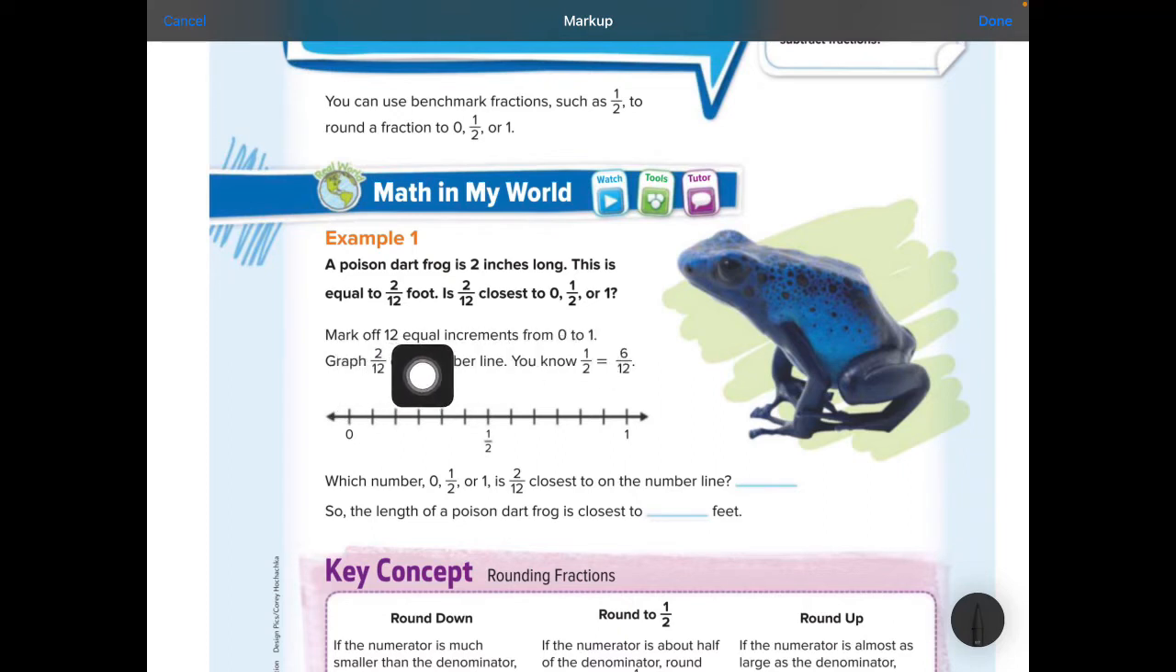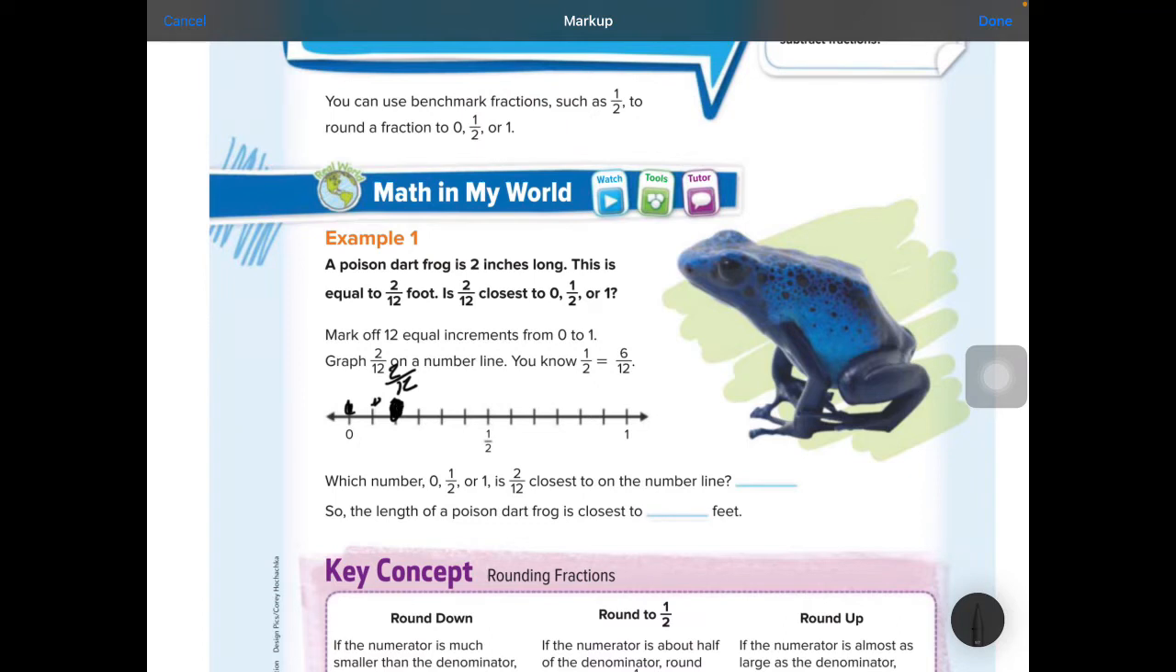Mark off 12 equal increments from 0 to 1, which is what they've done for us already. Then we're going to graph 2/12 on the number line. You know, 1/2 is 6/12. So here we are. That's 0, 1, 2. So do a little dot right there, and you're going to say 2/12 is right there.